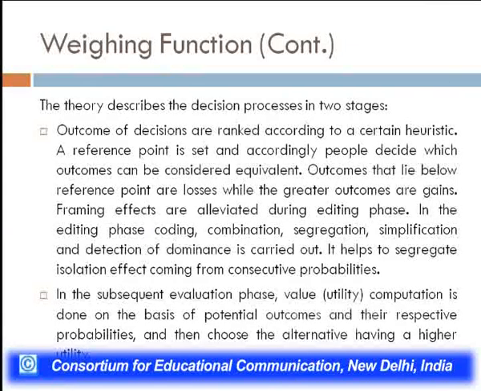So, this theory describes decision processes in 2 stages. Outcome of decision is ranked according to certain heuristics. A reference point is set and accordingly people decide which outcome can be considered equivalent. Outcomes that lie below the reference point are losses, while the greater outcomes are gains.